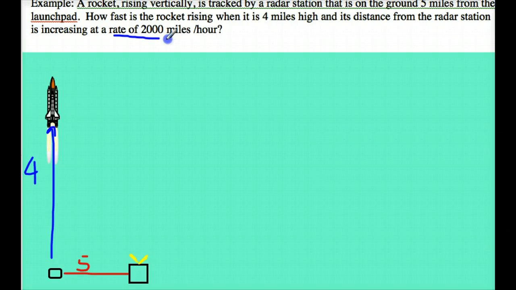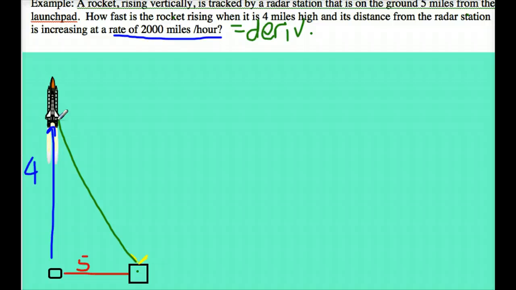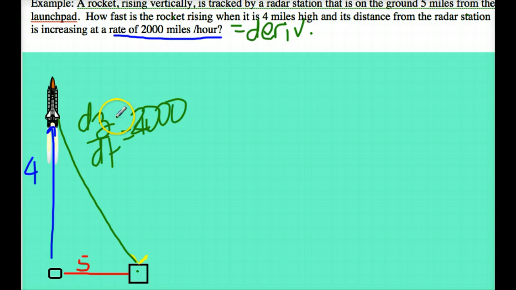So if you notice, this says it's a rate. Since it's a rate, I know this is equal to a derivative of something. Specifically, it's the distance from the radar station to where the rocket is. So if here's the radar station and there's the rocket, that means this distance, let's call it z, is dz/dt equal to 2,000. So just to call this z, why don't we call this one x? And why don't we call this one y?